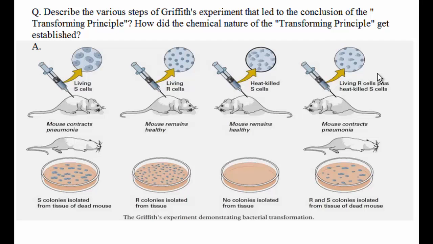The question is, describe the various steps of Griffith's experiment that lead to the conclusion of the transforming principle. And how did the chemical nature of the transforming principle get established? Griffith demonstrated bacterial transformation experimentally by performing experiments on Diplococcus pneumoniae.